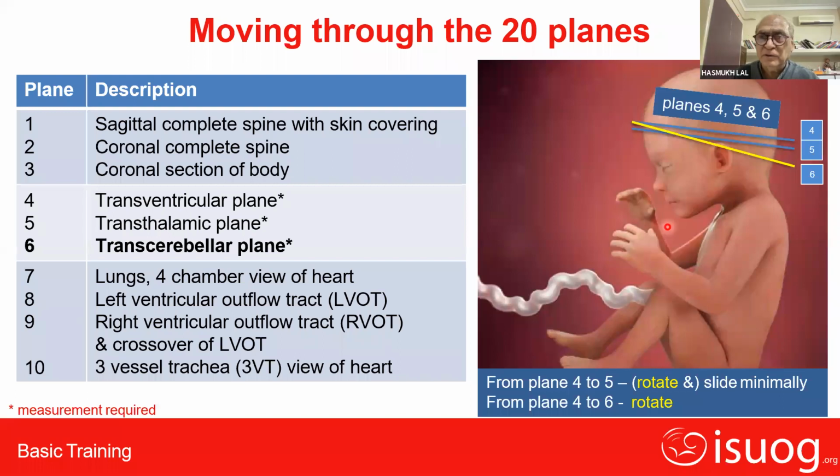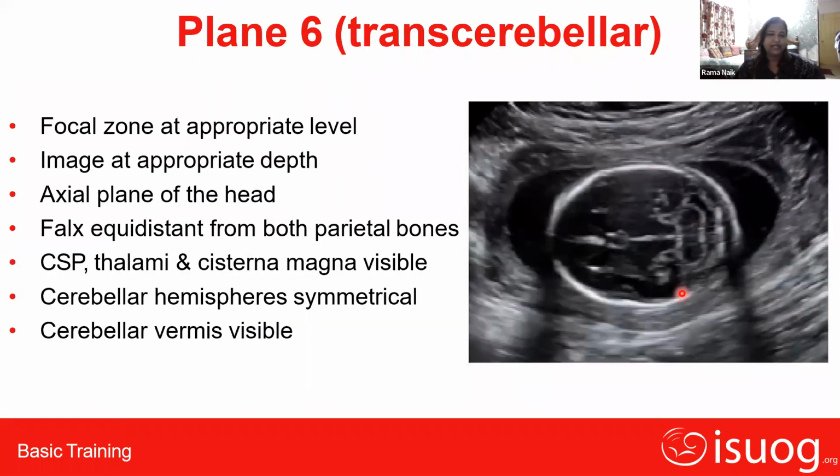Okay, so thank you. The probe movement is easy, not like the movement for the face. It is quite easy for the neck. Simply take the transventricular plane, that is plane 4. You fix the anterior part and just rotate the posterior part. A slight rotation will take you to the transcerebellar plane. From plane 4, with a slight rotation, plane 6 will come. So this is the transcerebellar plane.